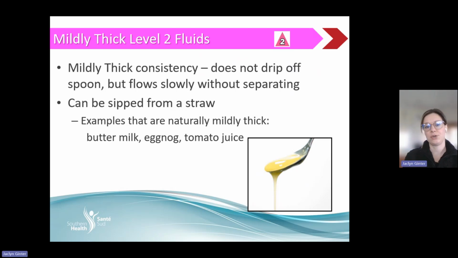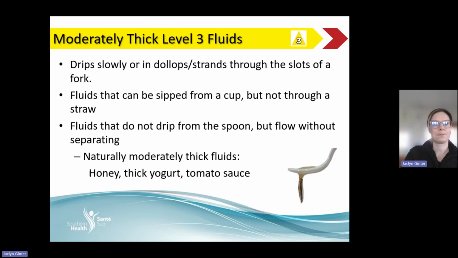The mildly thick level 2 fluid does not drip off a spoon, but it flows slowly through without separating. It can be sipped through a straw, and examples that are naturally mildly thick would be buttermilk, eggnog, or tomato juice. We have pre-thickened fluids that are in containers, so that's really handy for staff. It's ready to go and they can just pour it. And for individuals who might want a beverage that's not pre-thickened, we have a Thicken Up Clear powder that we use to thicken beverages.